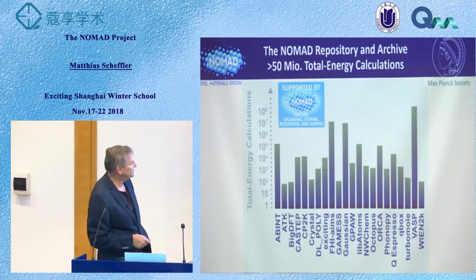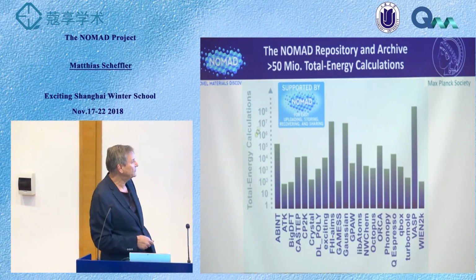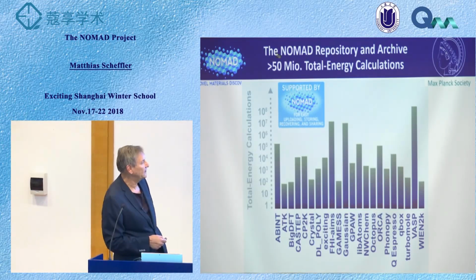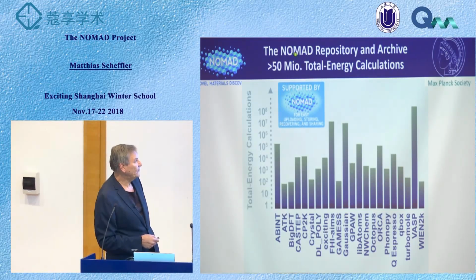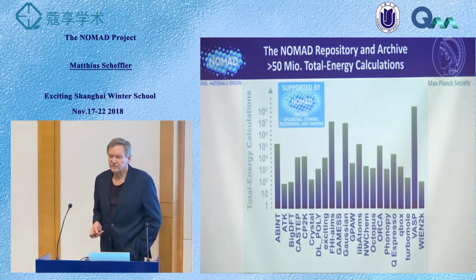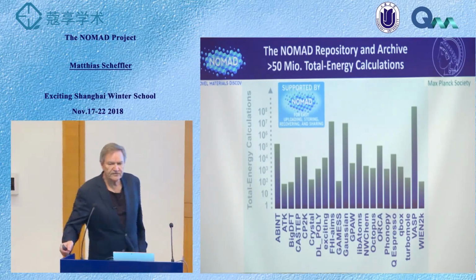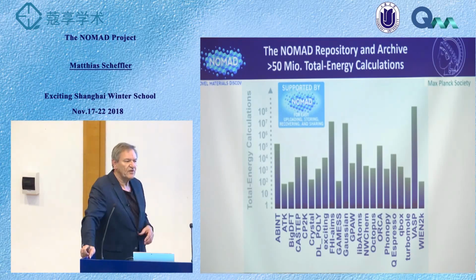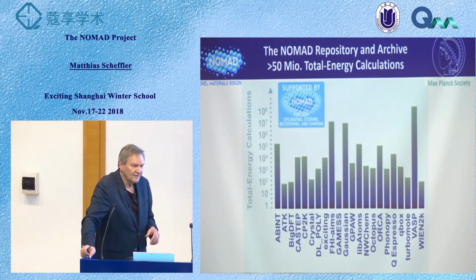And what you see here is the statistics of total energy calculations, which now have been uploaded to the NOMAD repository and archive. In fact, when we started in 2014, and we wrote actually the first proposal, I made an estimate that by the end of, say, 2018, we probably have something like 100,000 calculations which people have uploaded.